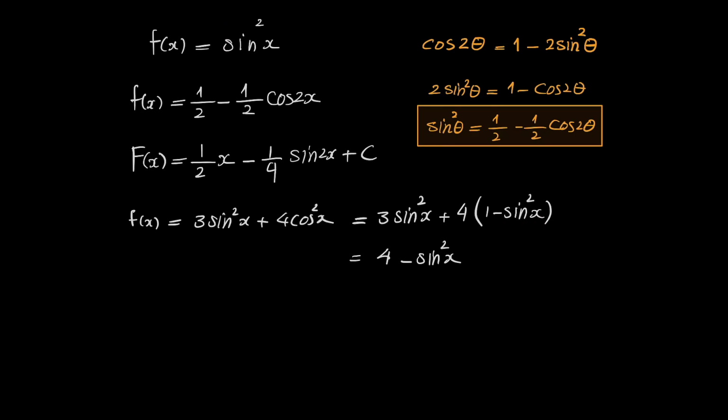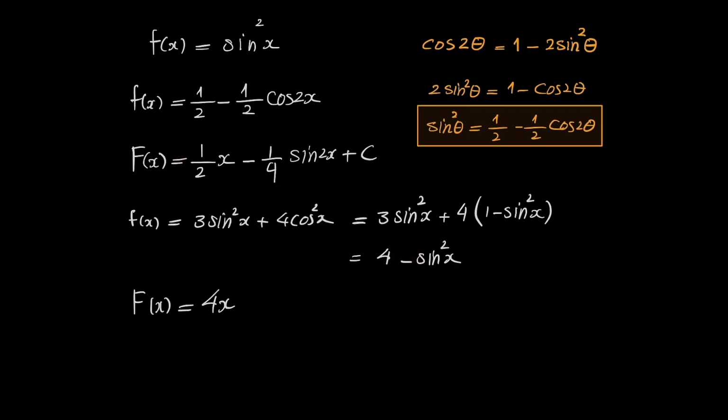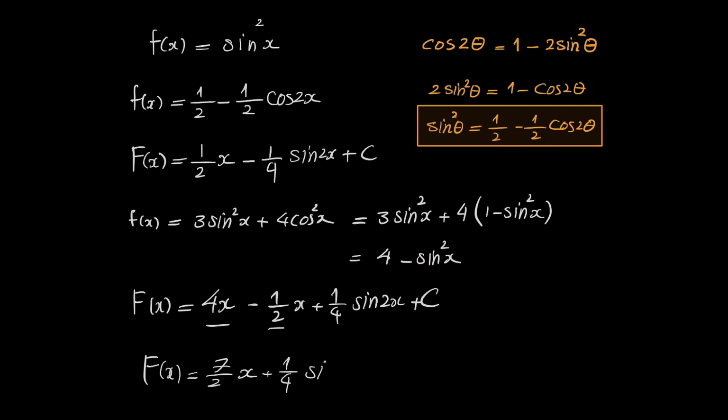But now I can cheat a little bit and find a primitive function, because the primitive function of 4 is simply 4x, and a primitive function for sine squared is the expression that I got before. But there is a minus sign here, so this becomes minus a half x plus 1 over 4 sine 2x. In principle, you can write minus c, but it doesn't matter. You can write plus c. These two are similar, so let me combine them. It is 7 over 2 x plus 1 over 4 sine 2x, and then you have a c here.